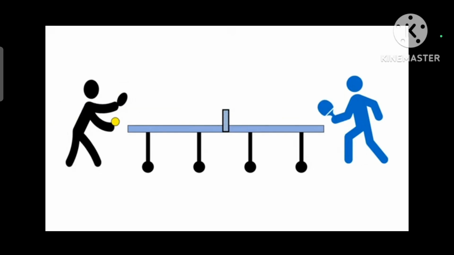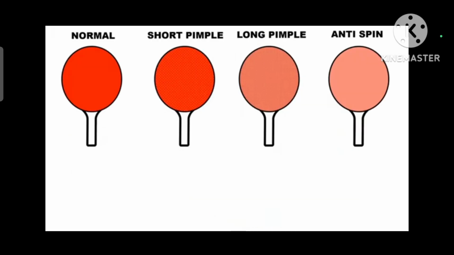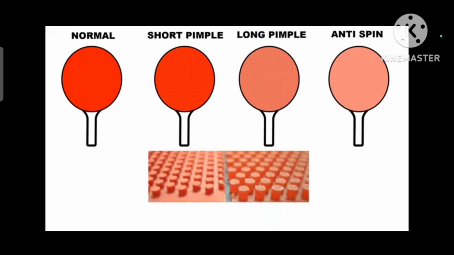In table tennis, the bat or racket is very important. Here you see some dots on the bat or racket. Those are known as pimples in table tennis. So there are 4 main kinds of bats or rackets: normal, short pimple, long pimple, and anti-spin. If you see, short pimple would have shorter pimples and long pimple would have longer pimples.